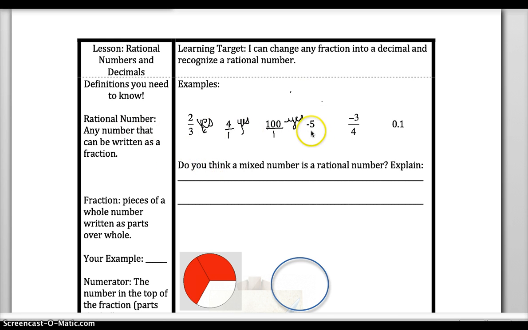And then now I want you to think about -5. Is -5 a rational number? Look at the definition and think if you can apply it to -5. Can you turn that into a fraction? Think about it and go ahead and write your answer here.